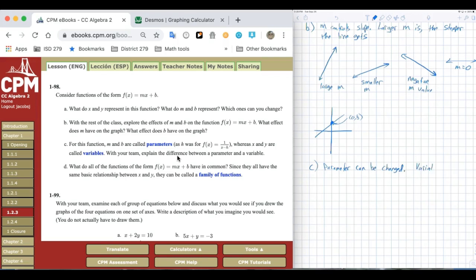Variables are your inputs, which are x, and outputs, which are y.